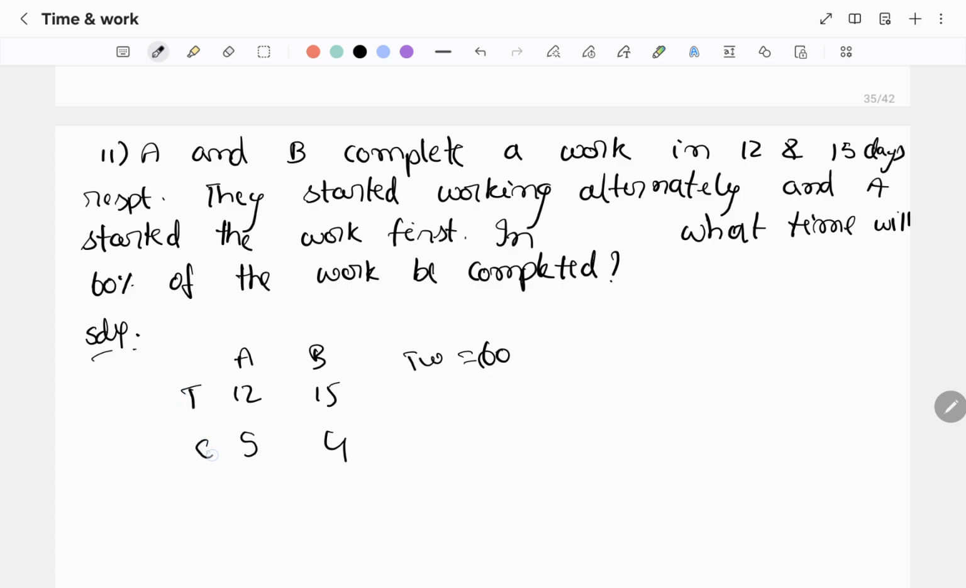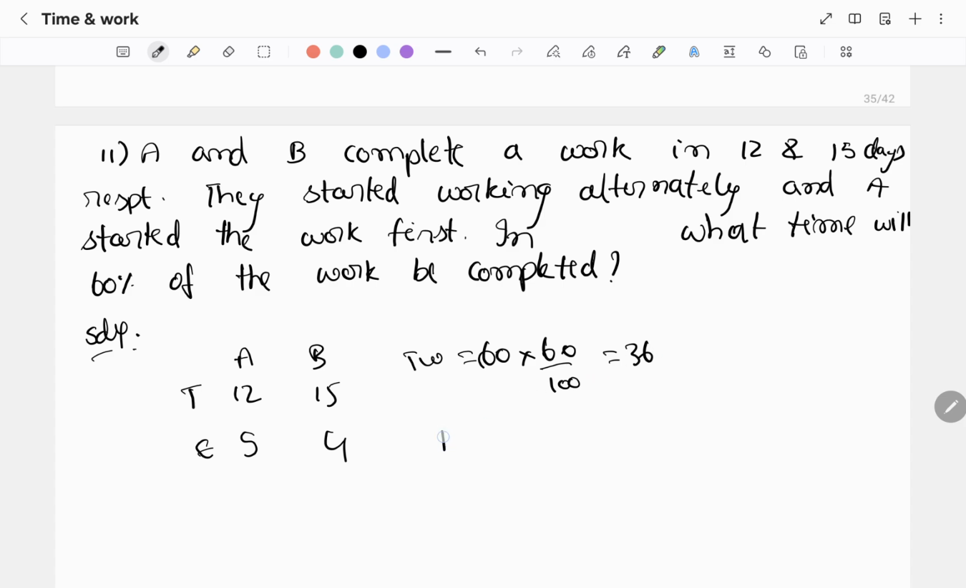Okay, time, efficiency. Now they are saying that they work on alternate days. Who started the work? A started the work. What percentage of the work they have to complete? 60%. So 60 by 100 into 60, that is only 36 parts. We need to do only 36 parts. So total work parts are 36.